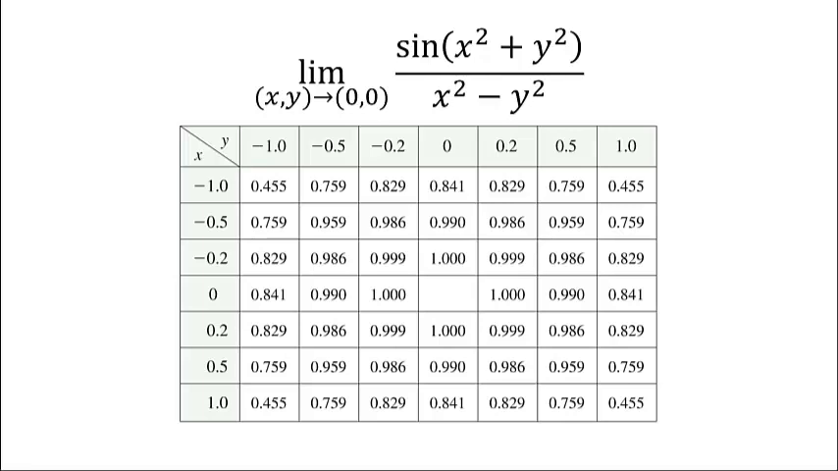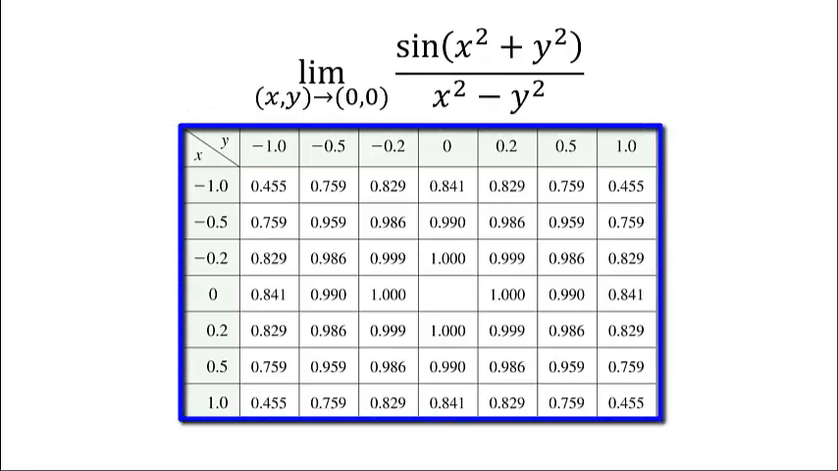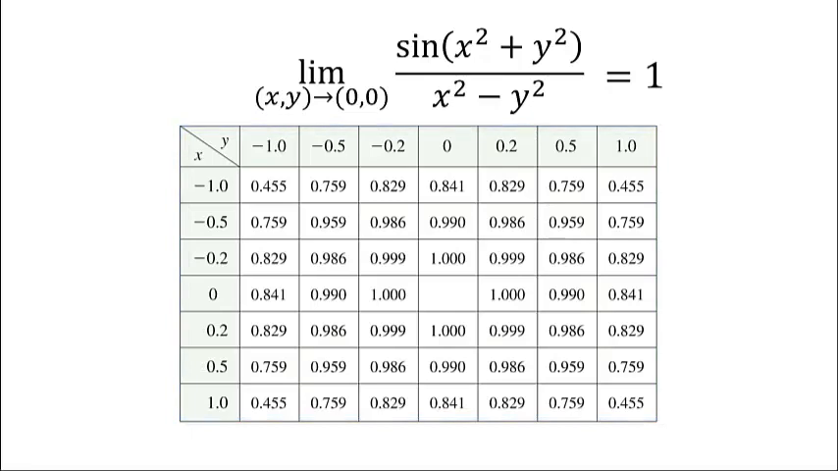And what we've been given is a table of values for this function for a variety of choices of x and y as x and y are approaching 0 from both the positive and negative directions. If you look at this table of values, it looks like regardless of which direction you're using to approach the point (0, 0), the values of the function are getting closer and closer to the value of 1. So it looks like we should guess that the limit of this function is 1.